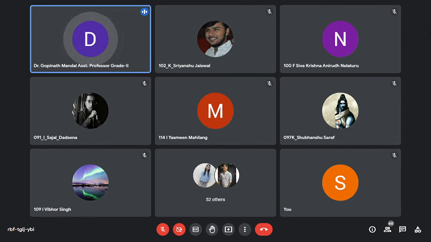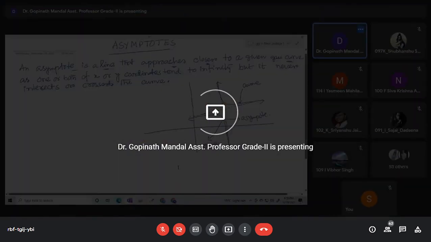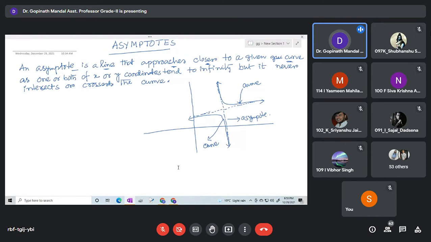Now we are discussing asymptotes. Okay. Now we said earlier that an asymptote is a line that approaches very close to a curve but doesn't intersect the curve, or we can say that it intersects the curve at infinity.